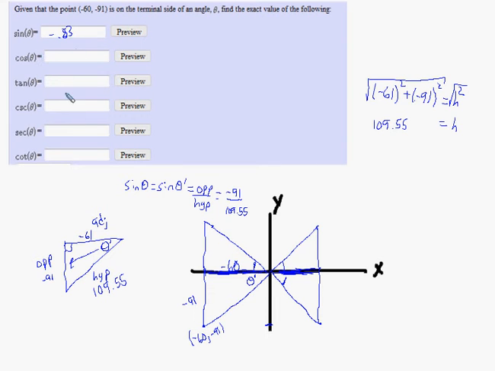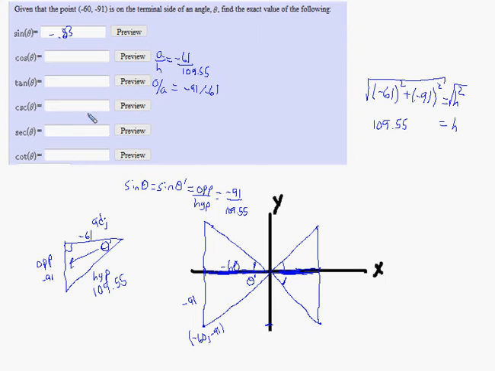Now the cosine, not to make this video really long, what's the cosine? The cosine is the adjacent over the hypotenuse. So if I was doing the cosine function, I would need to do the adjacent side over the hypotenuse. We've already figured out that the adjacent is negative 61, and we did a lot of work to figure out the hypotenuse was 109.55. The tangent function is defined to be the opposite over adjacent. So the opposite is negative 91, and the adjacent side is negative 61. And this just continues on.